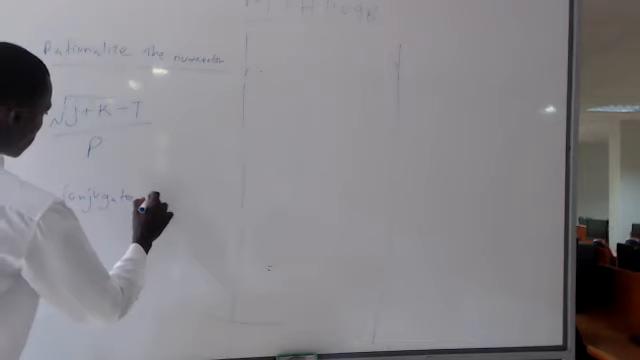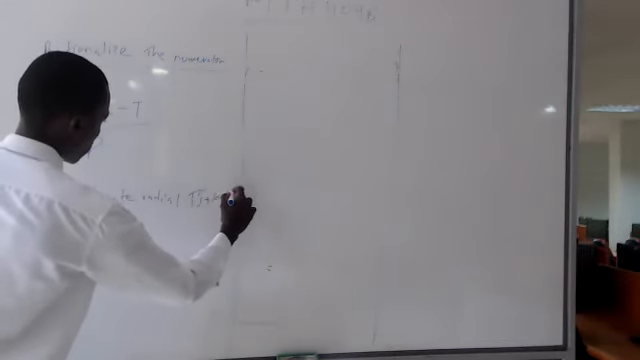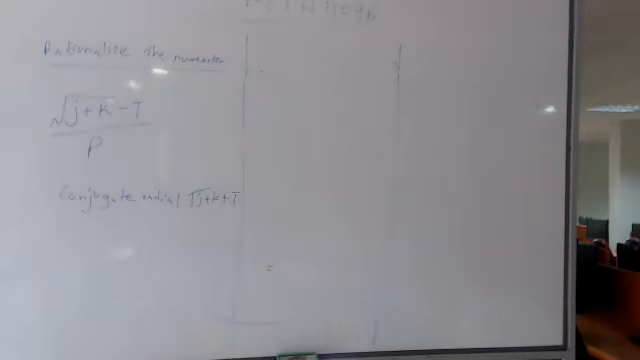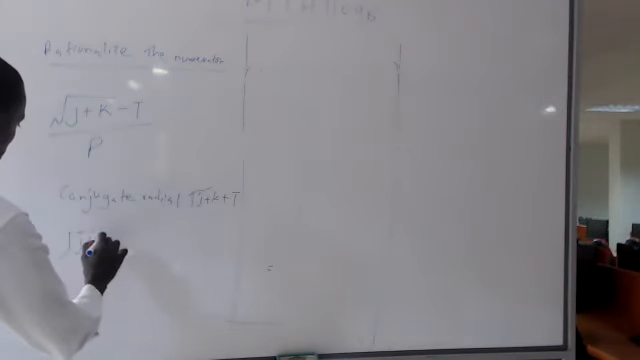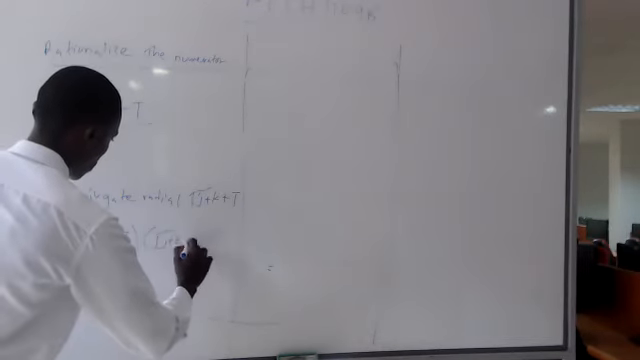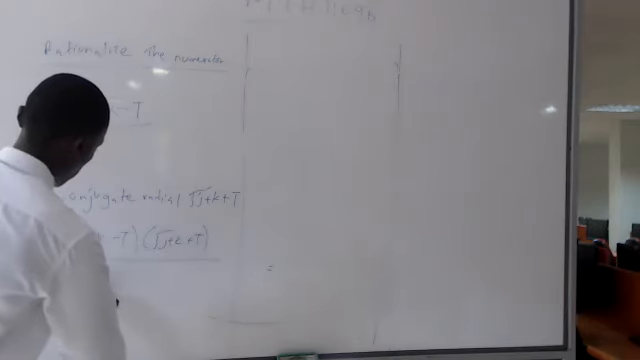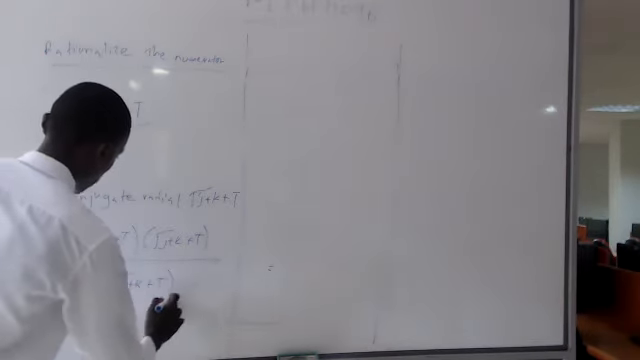Conjugate radical, square root of j plus k plus t, and then you multiply it in both the numerator and denominator. So you take the numerator, square root of j plus k minus t, multiply that by square root of j plus k plus t, divided by p times square root of j plus k plus t.